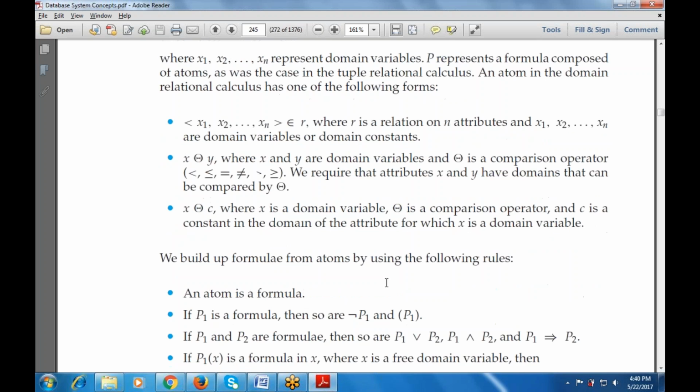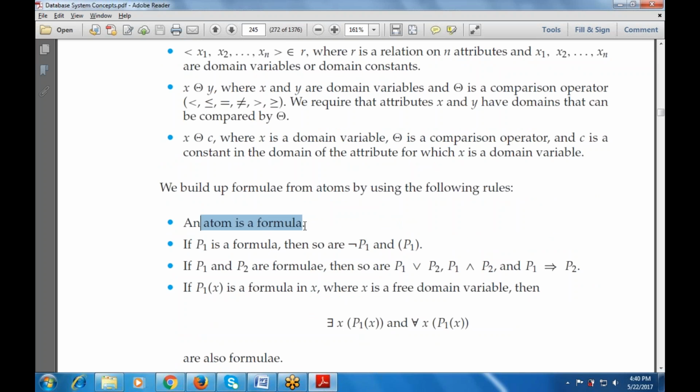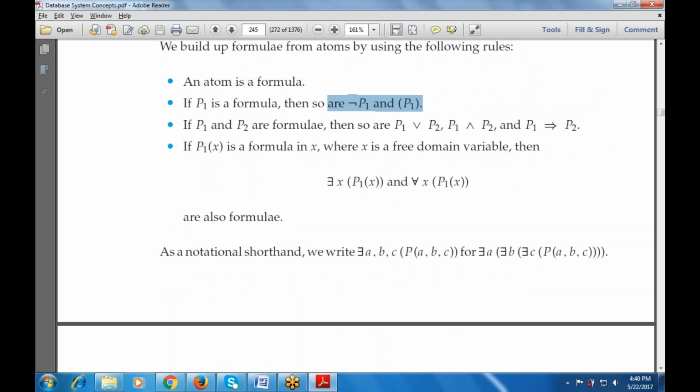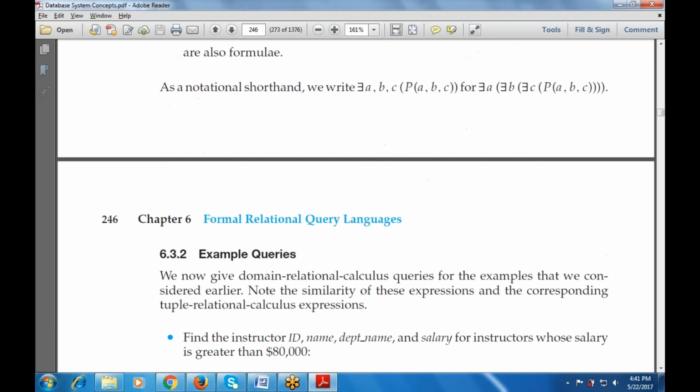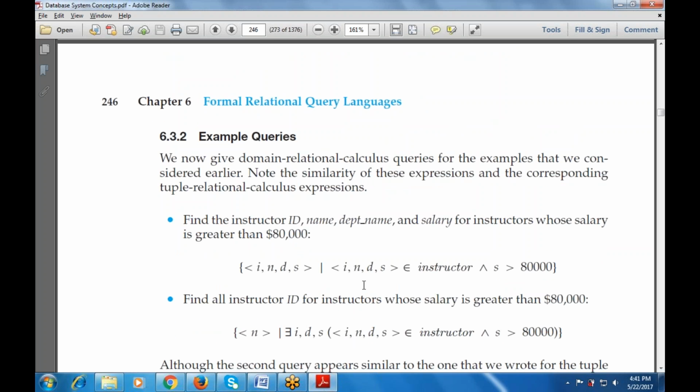We build up formulae from atoms using the following rules. An atom is a formula. If P1 is a formula, then so is not P1. If P1 and P2 are formulae, then so are P1 or P2, P1 and P2, and P1 implies P2. And if P1(x) is a formula in x, where x is a free domain variable, then there exists x such that P1(x) is also a formula. As a shorthand, we write there exists a, b, c, and again everything is the same.